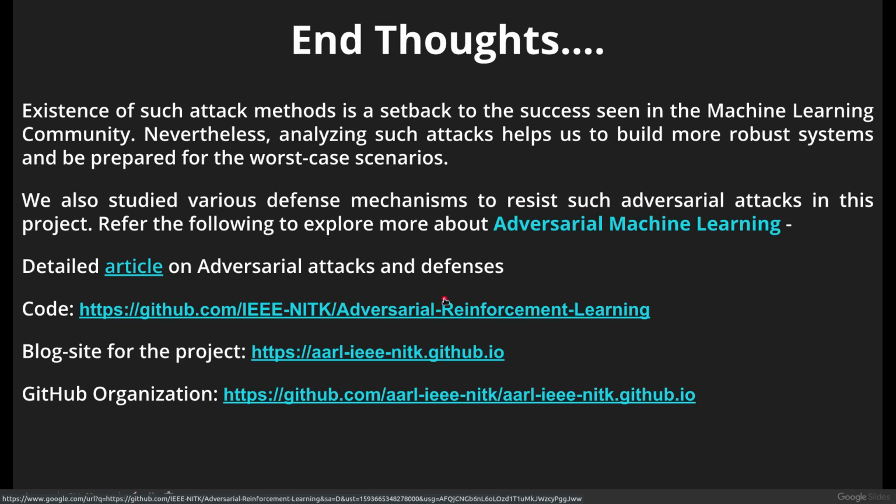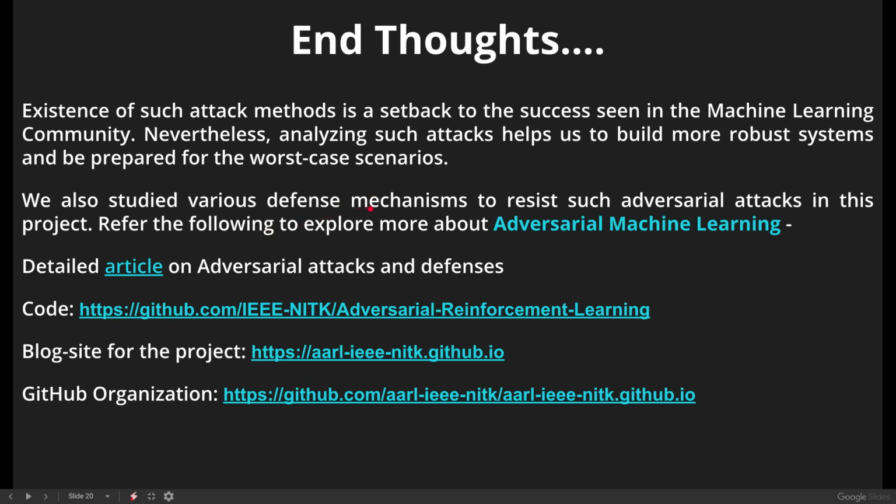So summing it up, the existence of such attacks is a setback to the machine learning community, and also it is not very expensive to carry out these attacks. In fact, in all the attack methods that we saw, training an adversarial agent or generating adversarial inputs is much less compute intensive as compared to the training procedure of the RL agent itself. But despite all this, analysis of such attacks helps us build more robust systems and be prepared for good worst case performance. As a part of this project, we also studied numerous defense mechanisms that have been proposed for this.